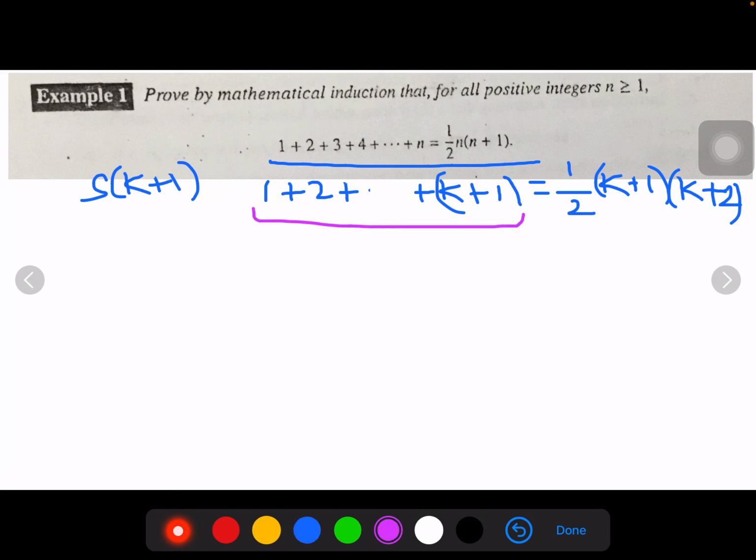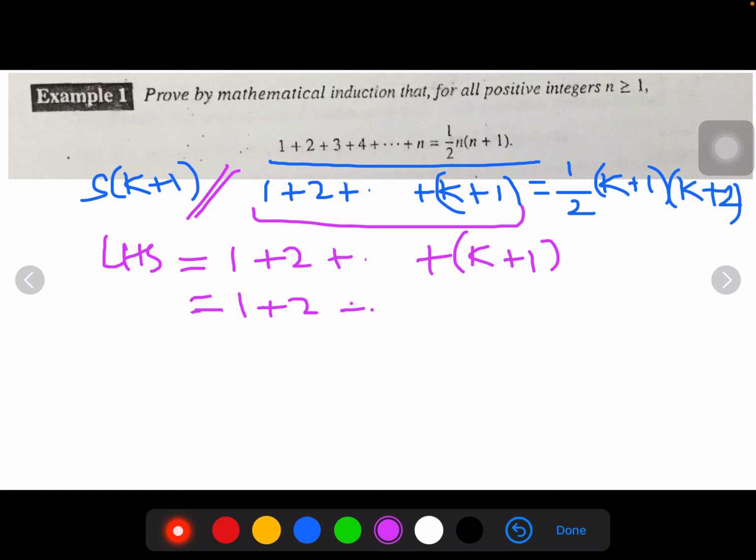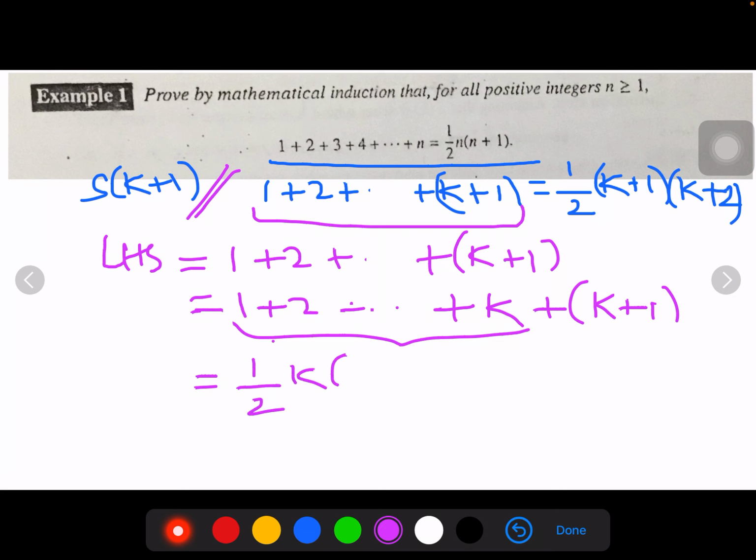So for that, what we do is I will take the left hand side of my proof, and I will try to prove that it is equal to RHS. So consider the LHS, start simplifying it. 1 plus 2 etc. Kth term is also there before k plus 1th term. I will show here. Now for this we can apply our assumption step. From the assumption step, previous step, this value is going to become half into k into k plus 1, plus k plus 1.